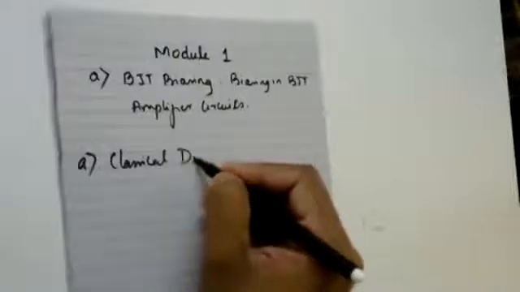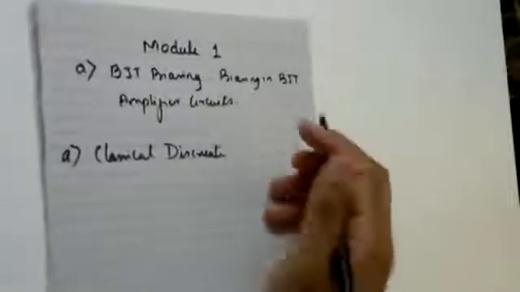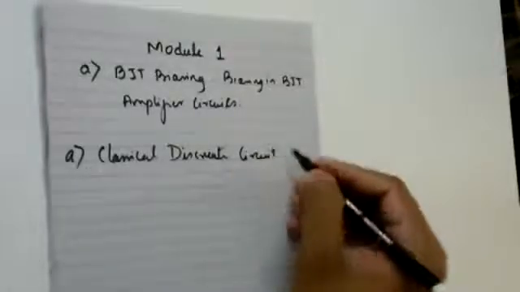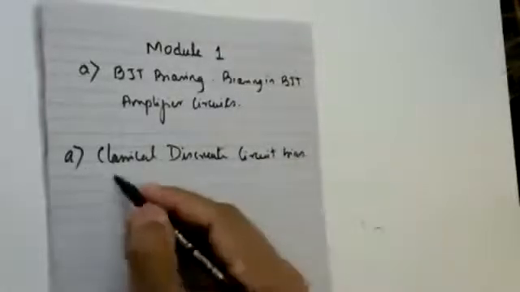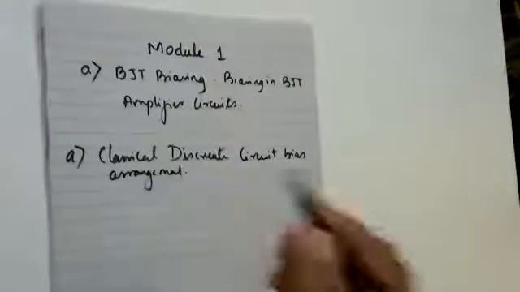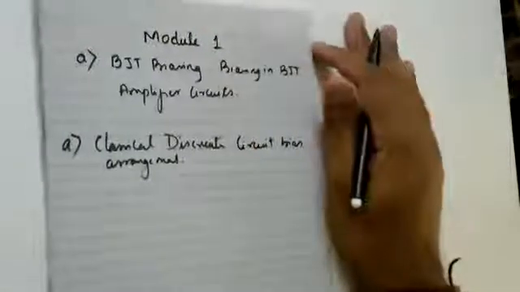classical discrete circuit bias arrangement. As has been referred to you, we'll be referring to Sedra and Smith, edition 6, in order to analyze all the topics related to these modules. So modules 1, 2, 3 will be referring to Sedra and Smith.